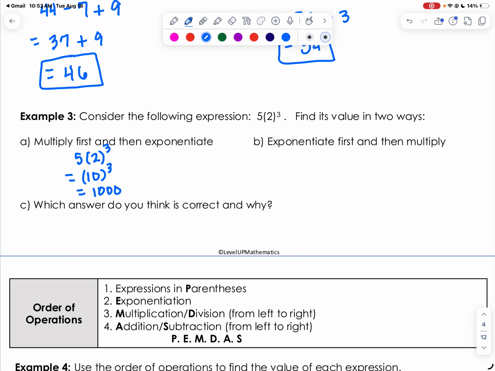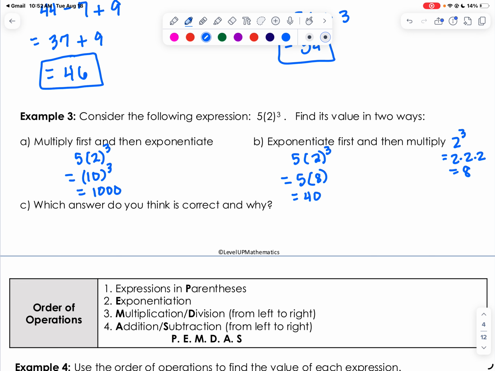Now, we're going to do this problem again, but this time we're going to exponentiate first and then multiply. So 2 to the third power is 2 times 2 times 2. 2 times 2 is 4. 4 times 2 is 8. So this would be 5 times 8. So we did the exponent first. Now we'll multiply.